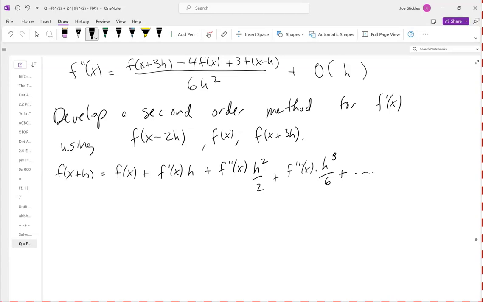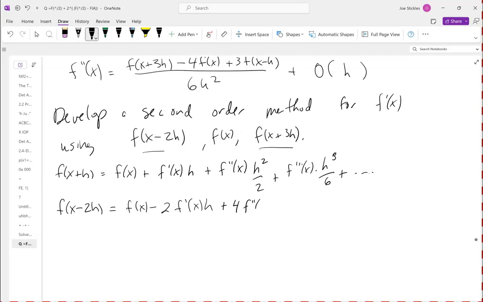Again, the f of x piece we'll use later. Let's use the two pieces where we can actually plug something in for h. Have f of x minus 2h. What's that going to look like? Yeah, good. So the signs will alternate, right? Because we're putting a negative in. And then we'll also get what?